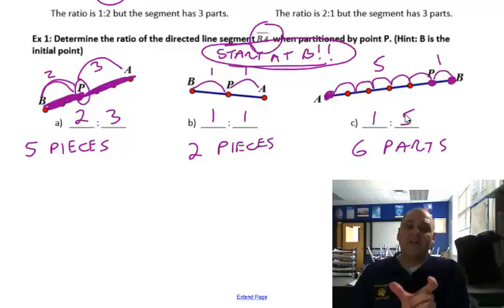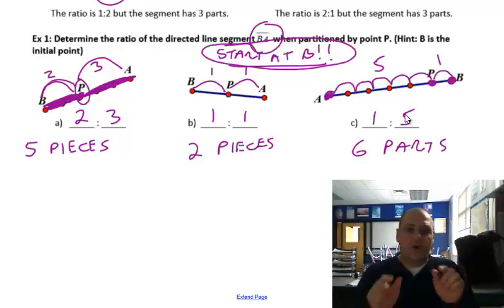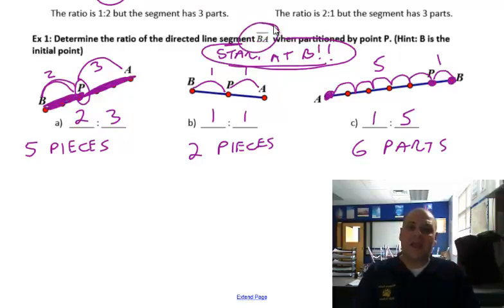Not 5:1. See, there's 5 on the left and 1 on the right. That's not how it works. It doesn't always go left to right. It goes by the first letter. The first letter listed is B, so you have to start at B. That's very, very important when you do these.